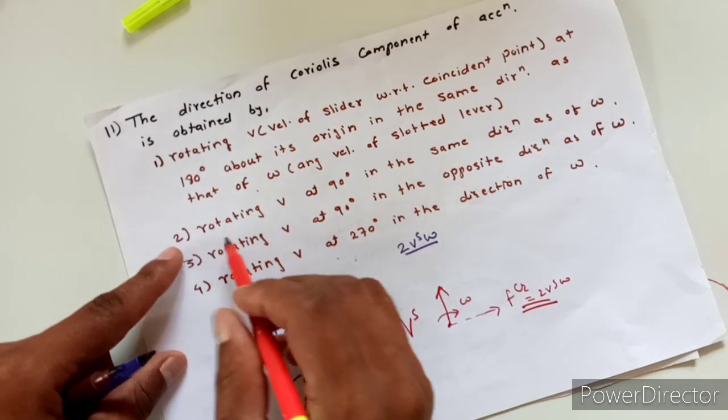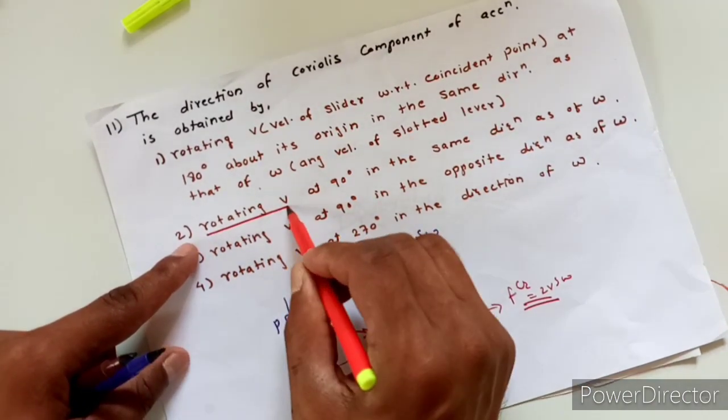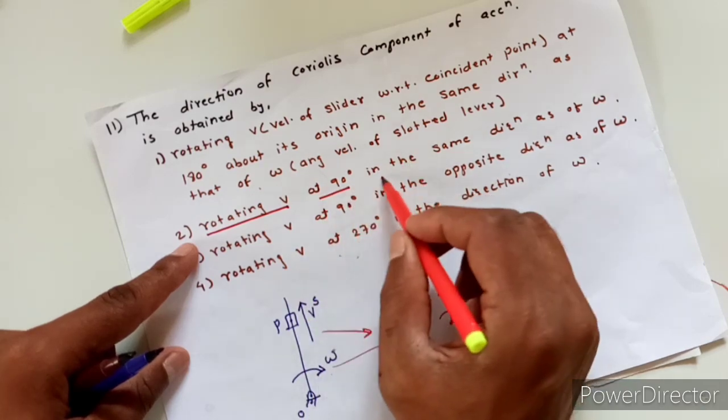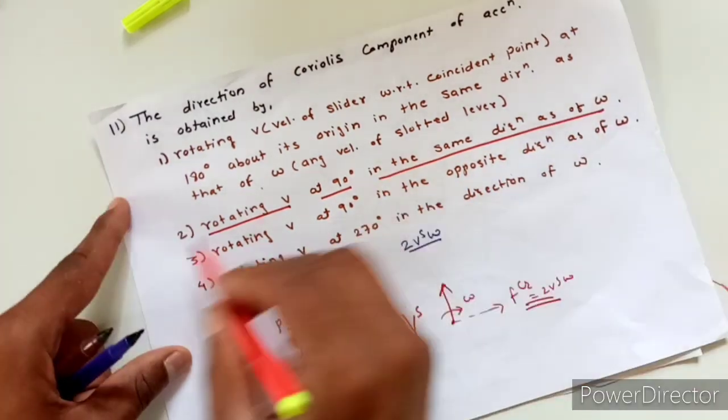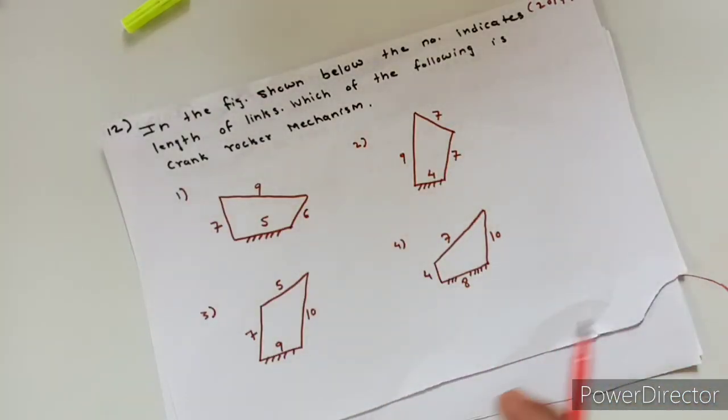So the correct option is, we rotate the velocity vector v of the slider by 90 degrees in the same direction as that of omega. Option number 2. The question number 12.